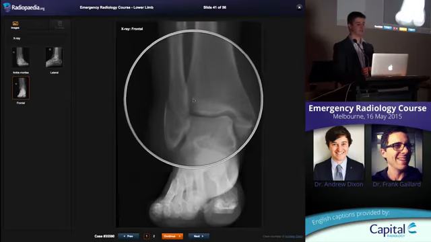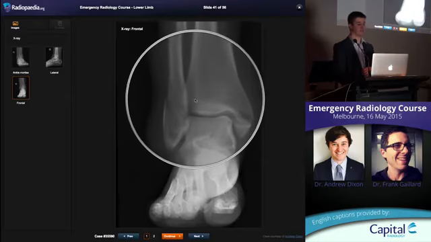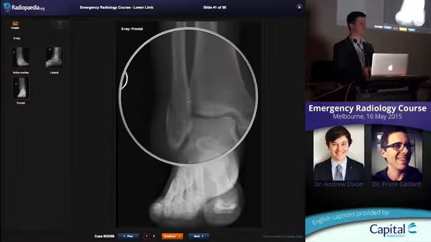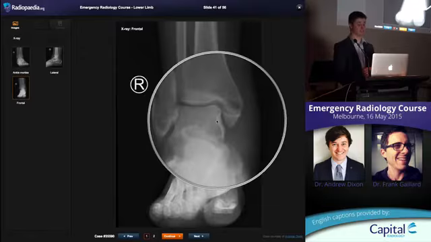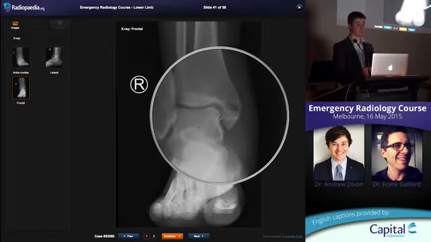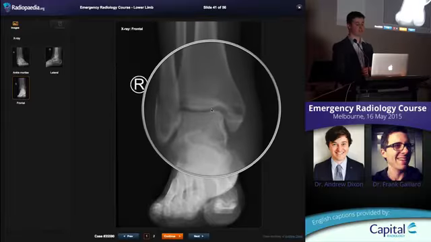This tibiofibular clear space, it's a little bit more than 5 millimetres. So we're thinking there's a bit of an injury to the tibiofibular syndesmosis. Here's the medial clear space here. Again, looks like it's a little bit more. It should be very similar to this distance here.